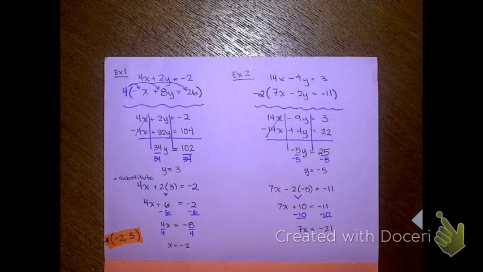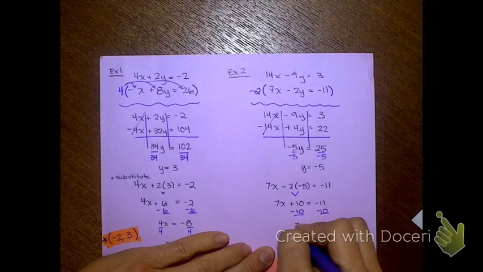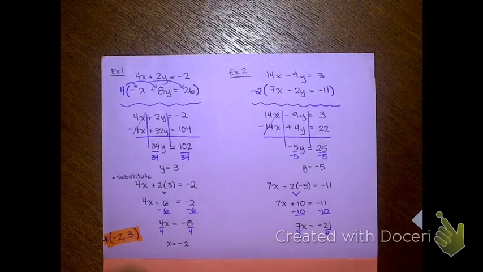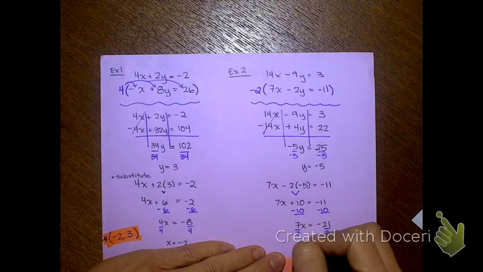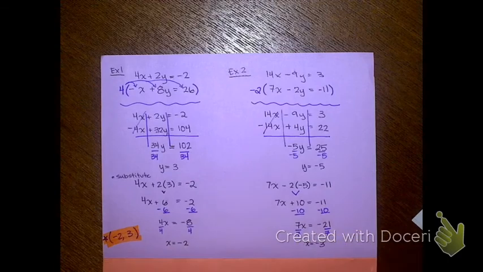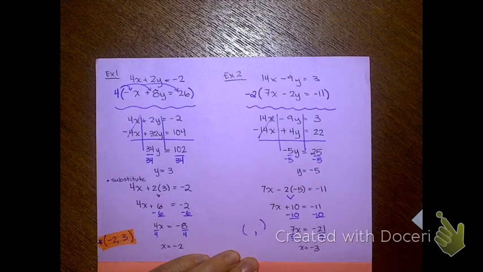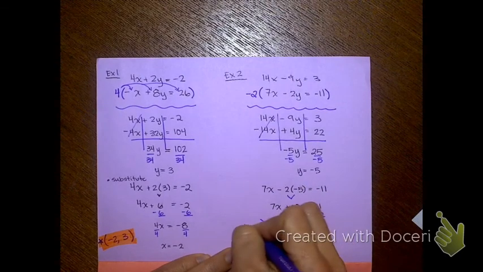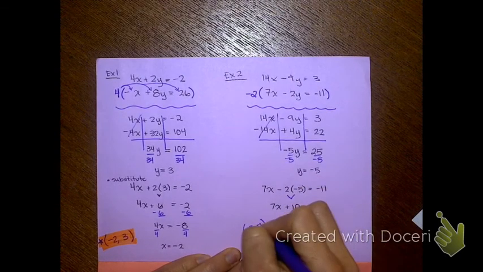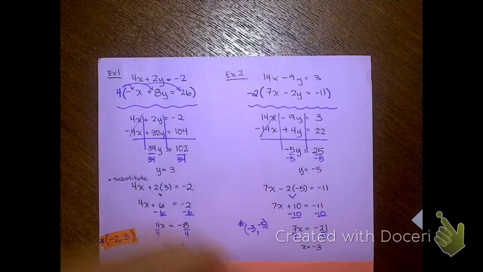And last, divide by 7. Okay, what is your value of x you get? Okay, so remember, we have not written down our answer yet. So let's write our final answer, which is our ordered pair, x first, then y. Okay, there's your final answer.